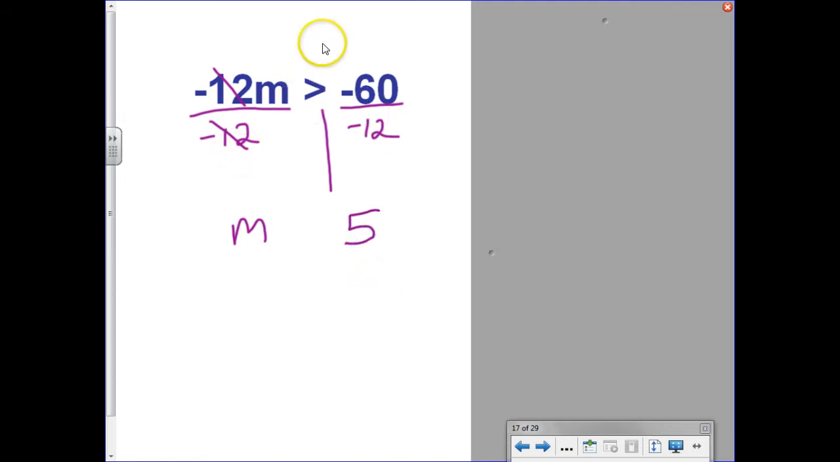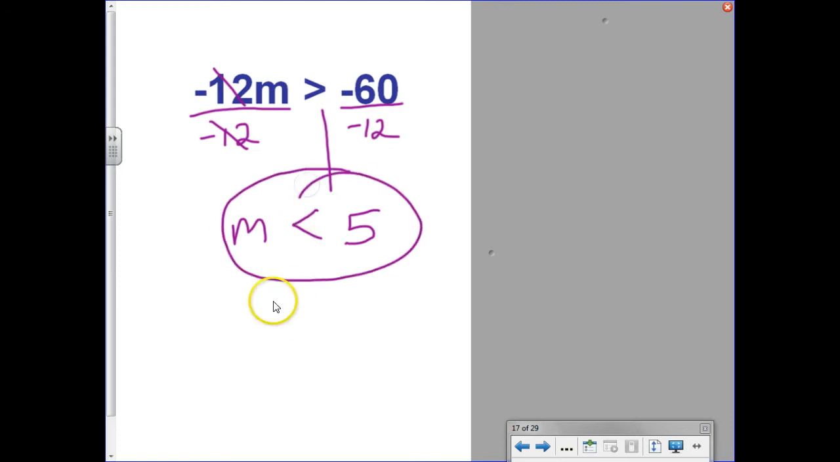But I have to ask myself, flip or not to flip? You are dividing by a negative. That means you need to flip your symbol. Your answer should be m is less than 5. Graph it on a number line. You're going to have an open circle at 5. And then because it's less than, you shade to the left and fill in this arrowhead.